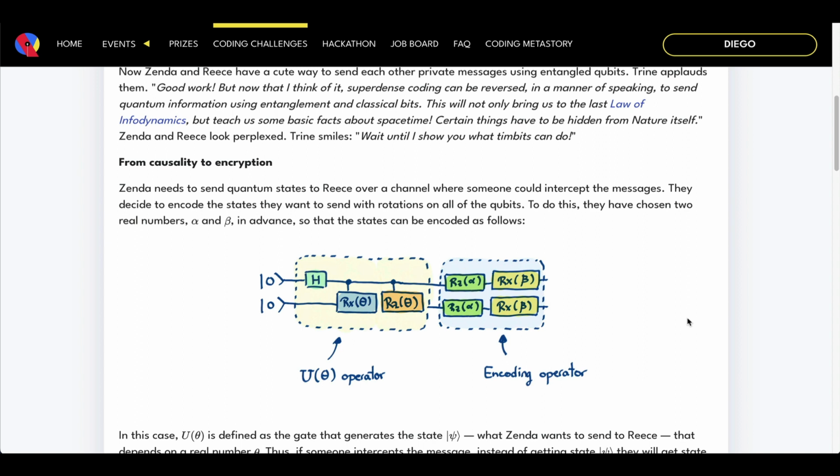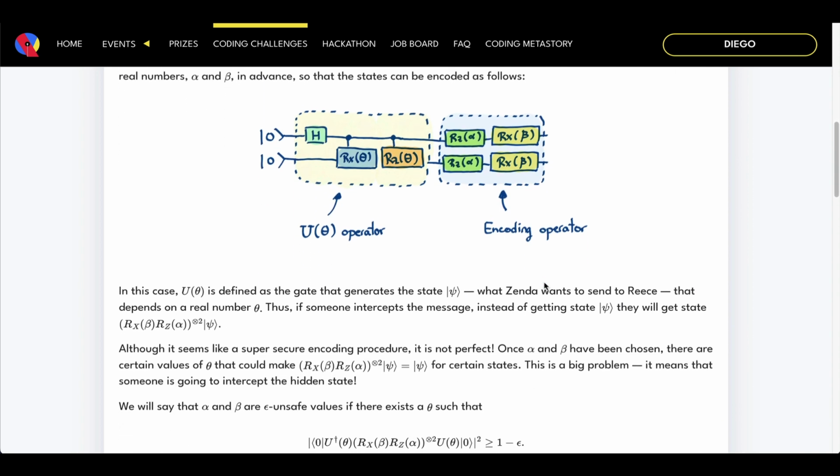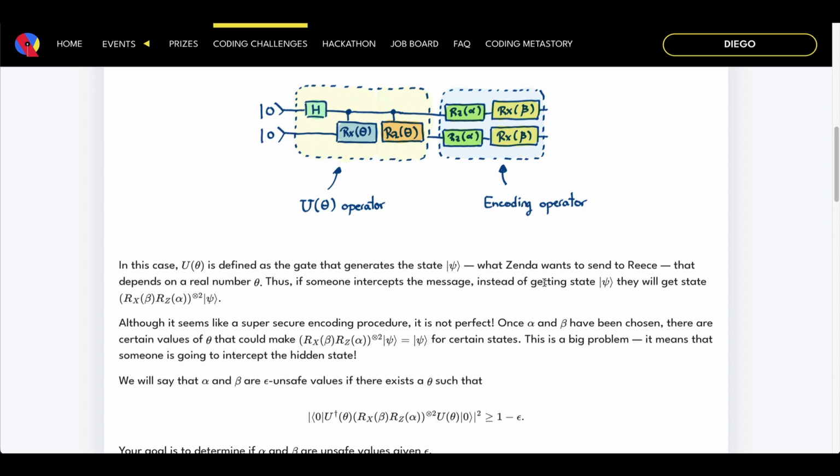The issue is that we're told that for some angles alpha and beta that are given to us, there could be a state at this point that doesn't get encoded by this operator, or the encoding is not very secure, meaning that the resulting state might be too similar to the input state. And the way we're going to evaluate if the values of alpha and beta are secure enough is by computing this expression that is given to us and checking if it's greater or equal than 1 minus epsilon, where epsilon is a parameter that is given to us.